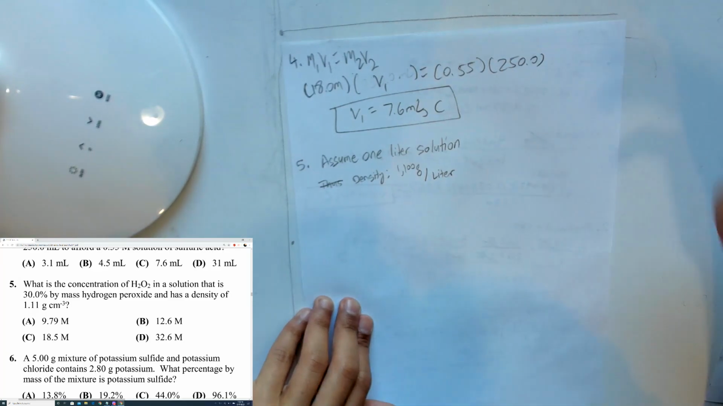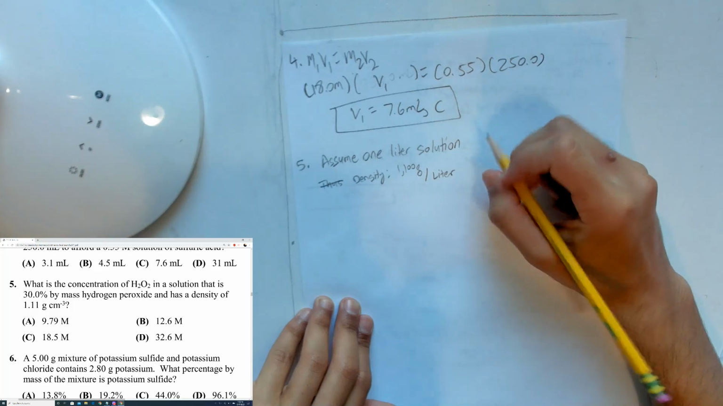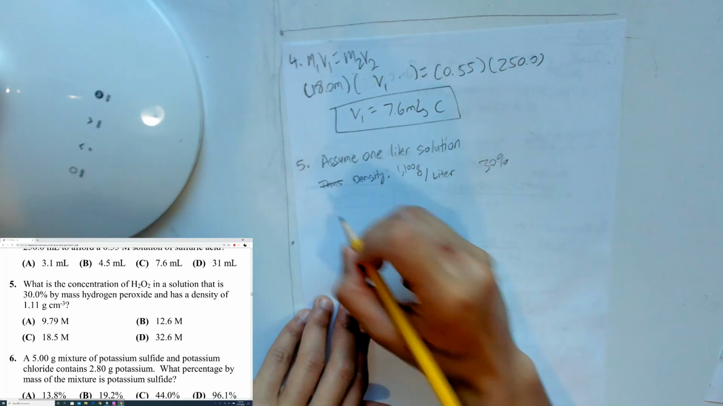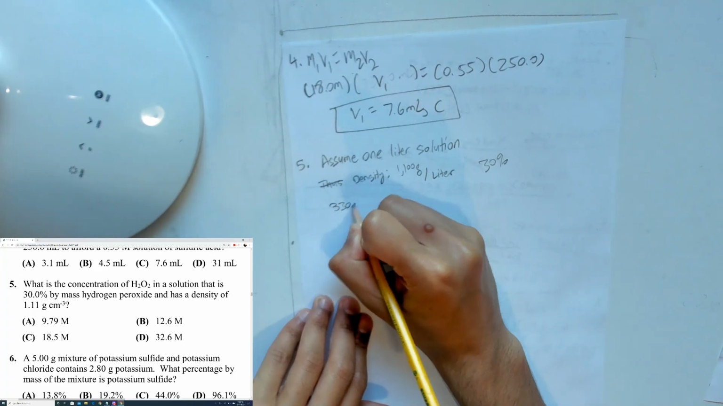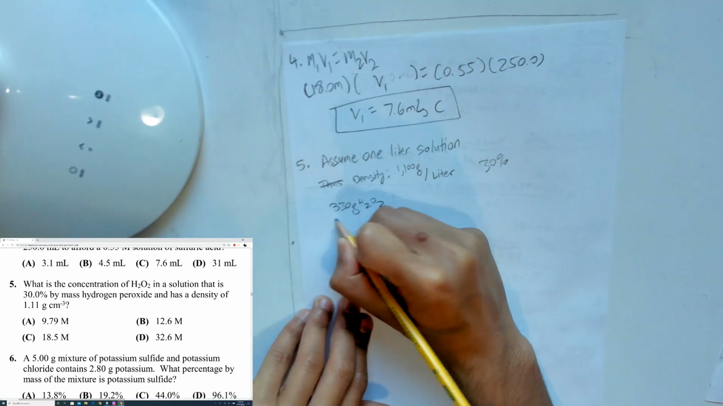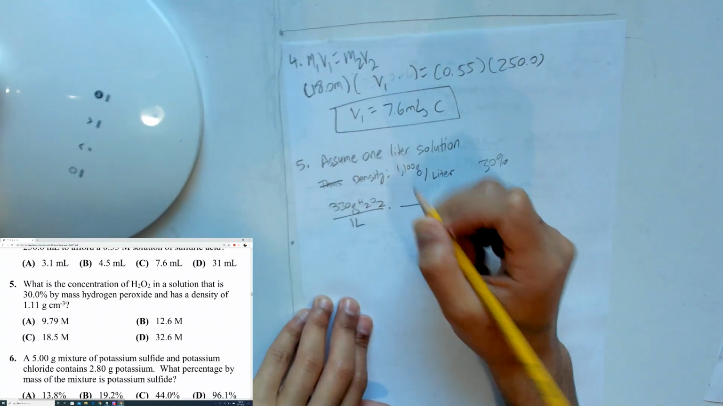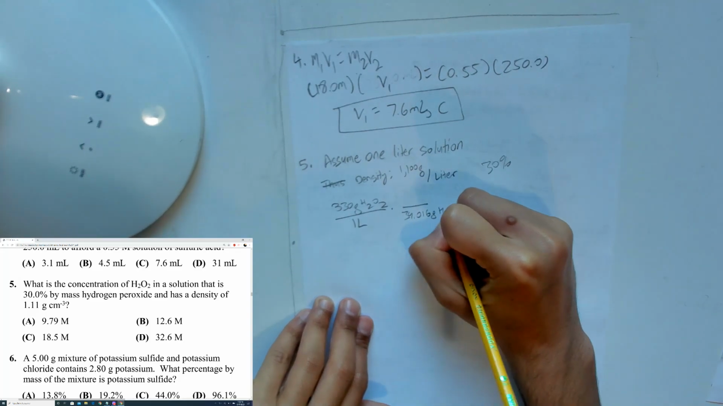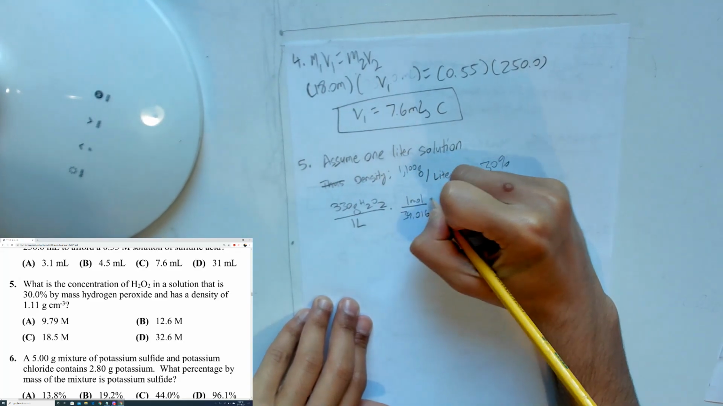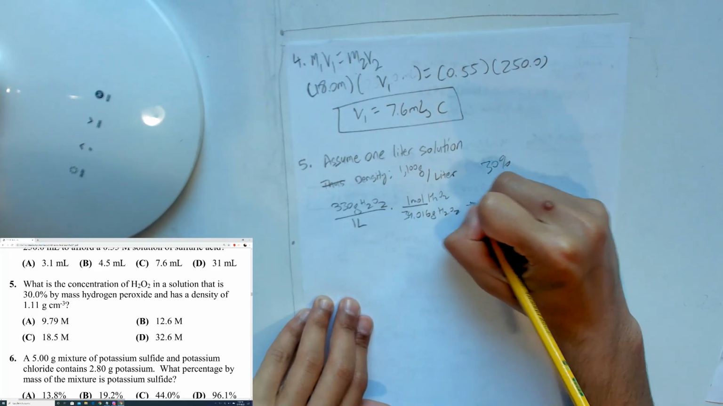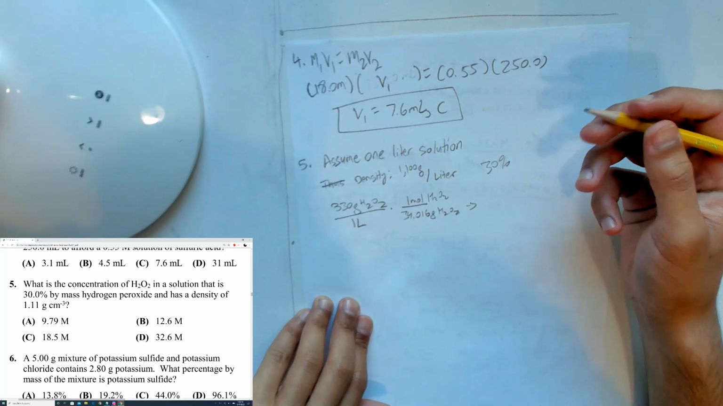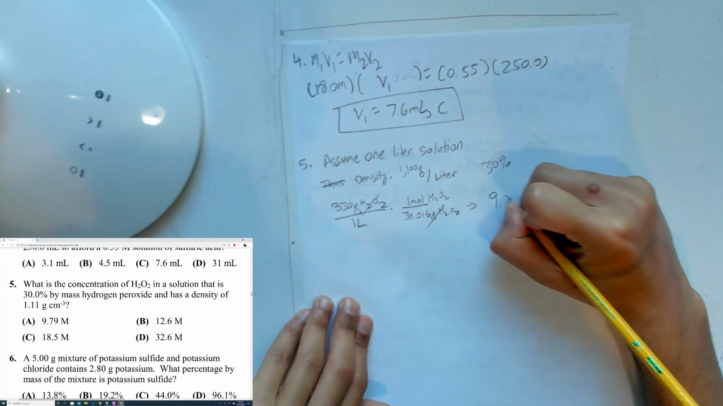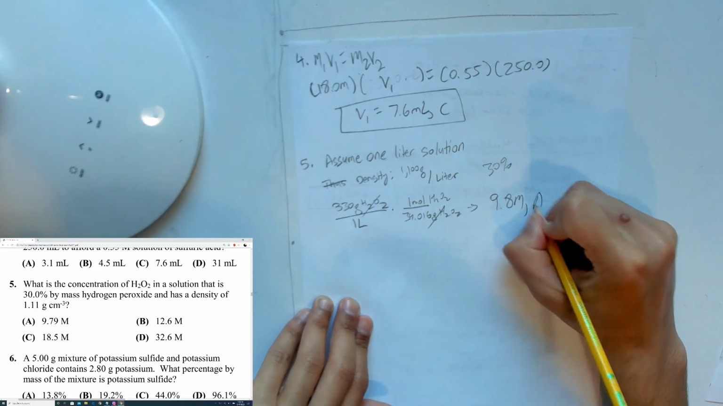Now what's the mass percentage? Since the mass percentage is 30%, that means we have 0.3 grams of hydrogen peroxide per gram of solution. Just using simple stoichiometric ratios, we get the molarity, which equals 9.8 molar, or A.